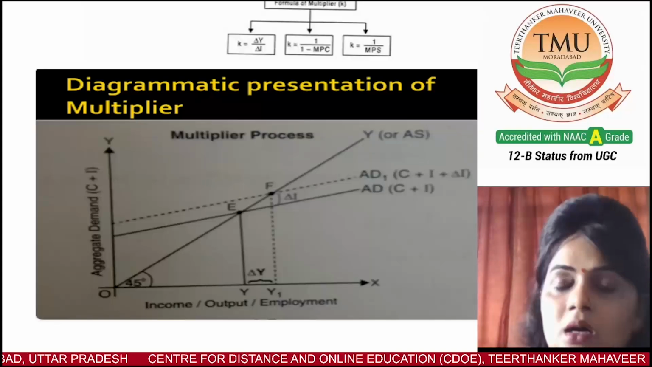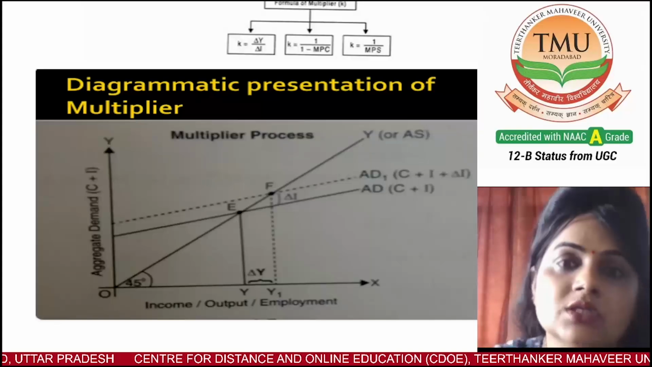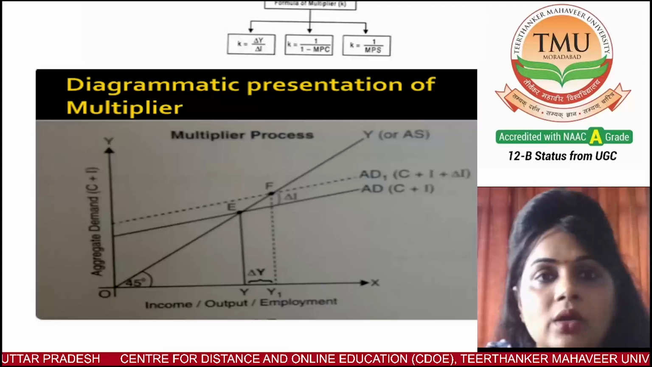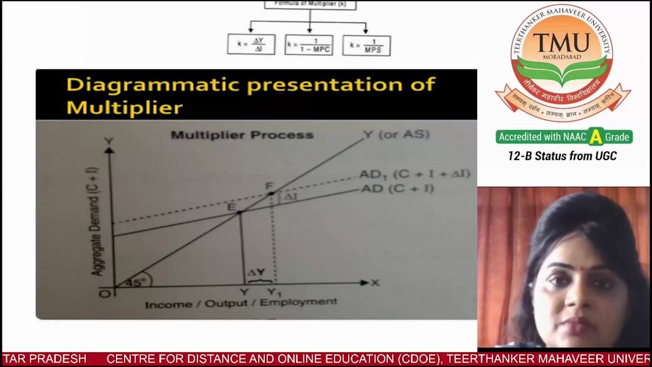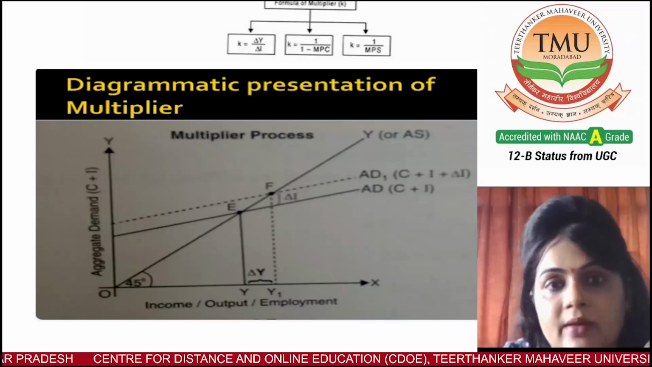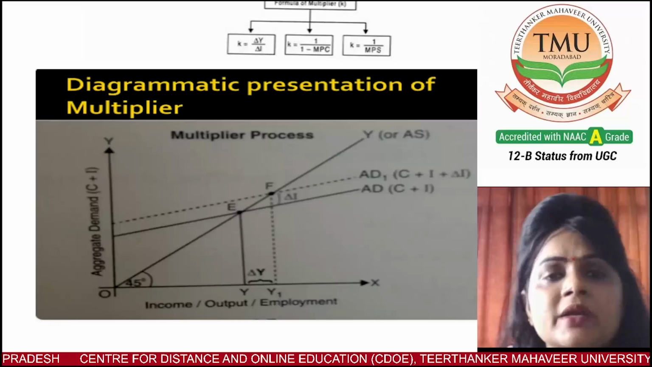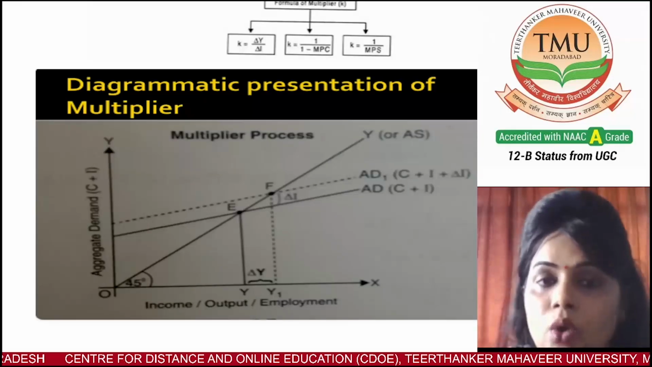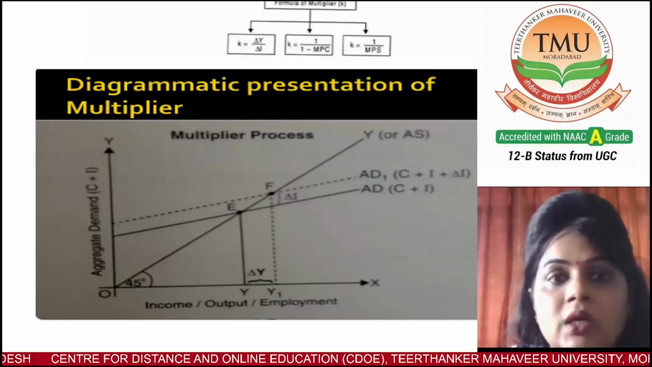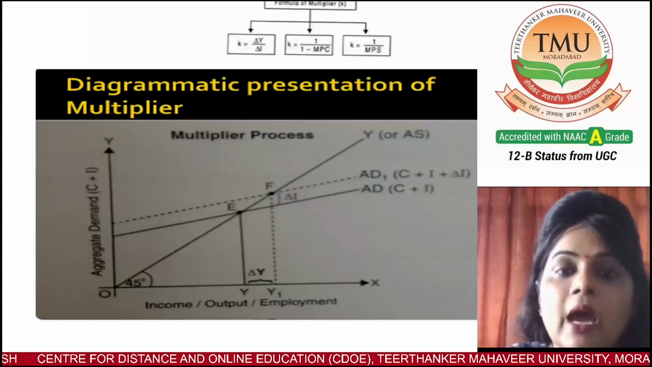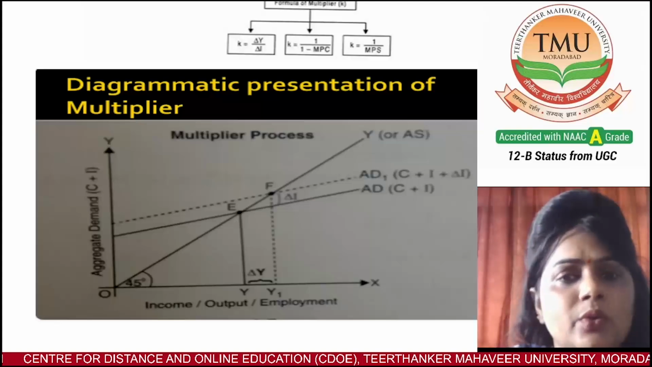Suppose 200 crore delta I, additional investment, is made to build. This additional investment will result in an additional 200 crores in revenue in the first round.